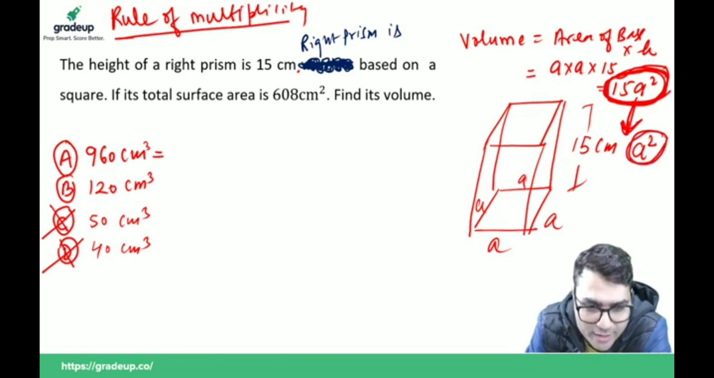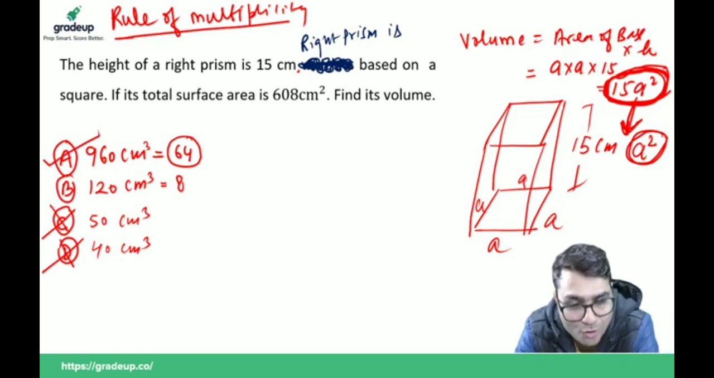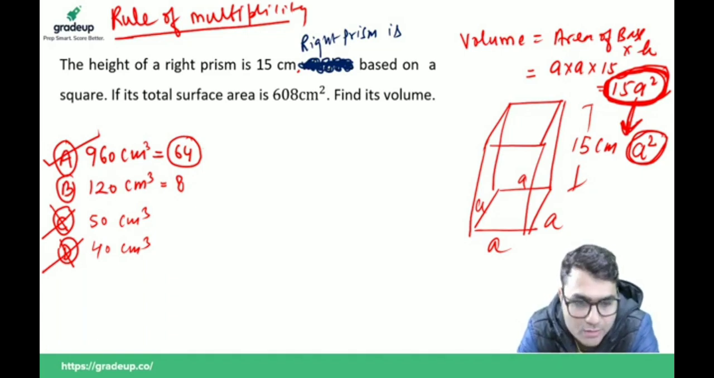When you divide this by 15, you will have 64. When you divide the other by 15, you will have 8, but 64 is the perfect square. So this should be your answer. So guys, this is the rule of multiplicity. You can do questions of mensuration in just seconds.